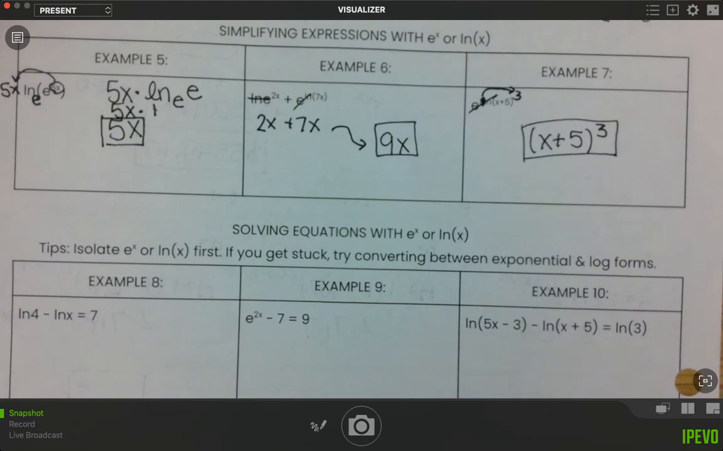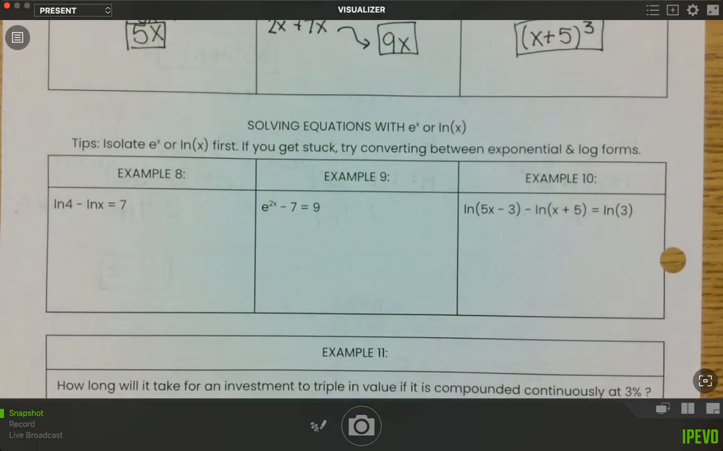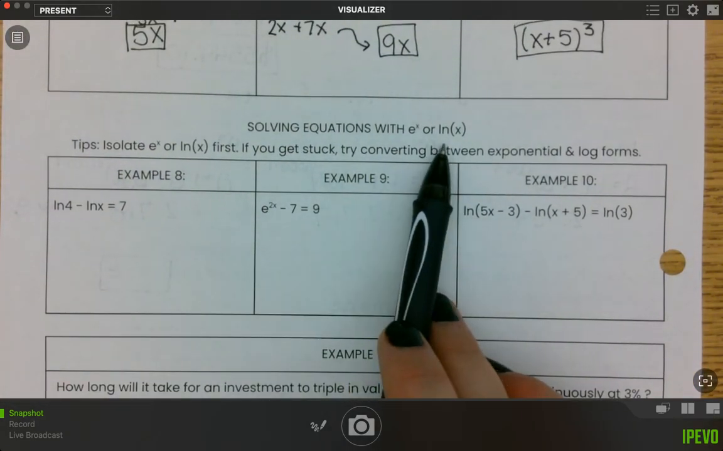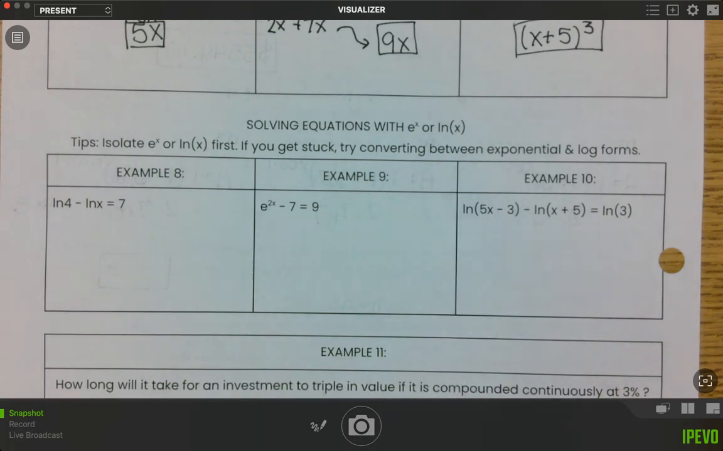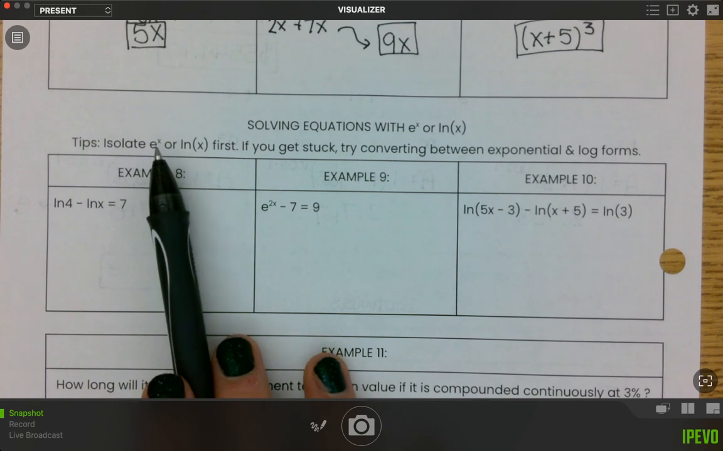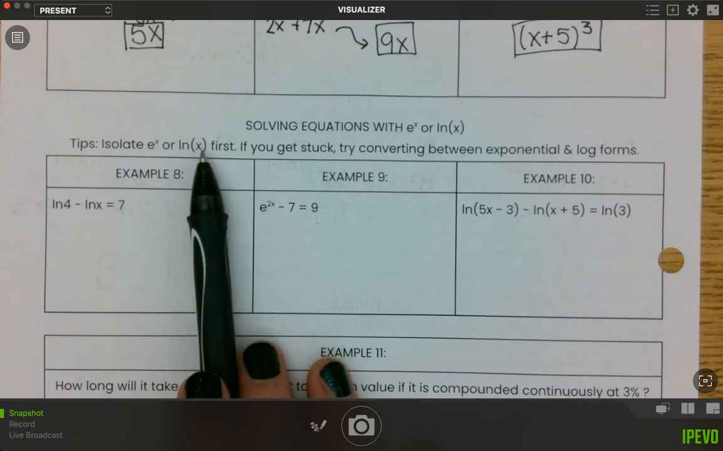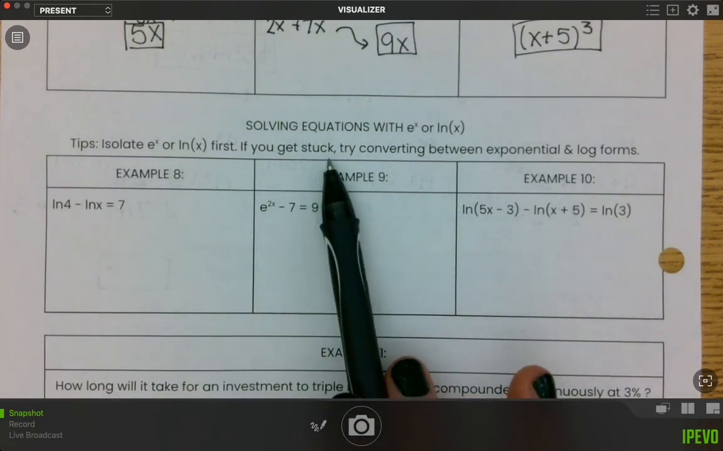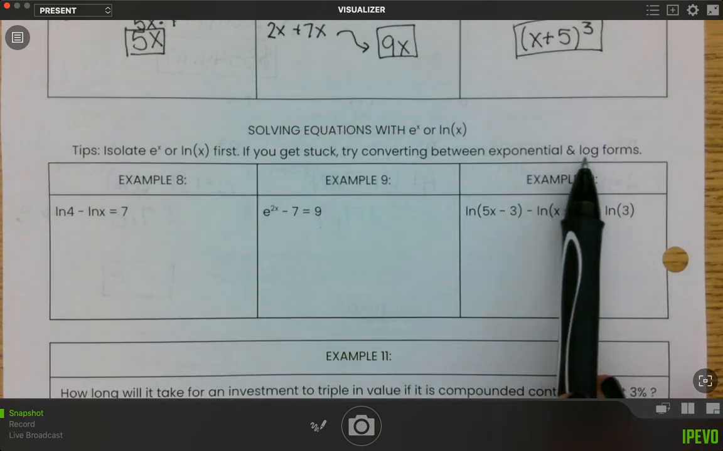And now let's look at some equations that have it. So my tips to you always with solving equations that have exponentials or logs is to isolate first. So get e to the x or the natural log of x by itself first. And if you get stuck, try converting between exponential and log form.